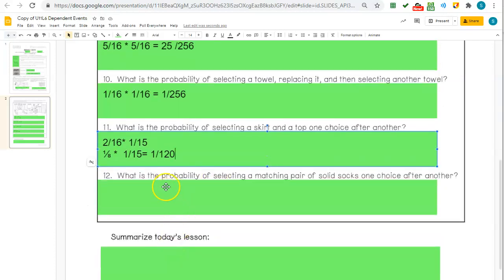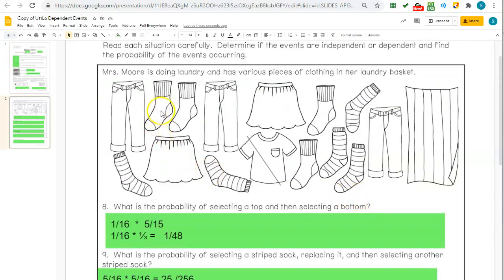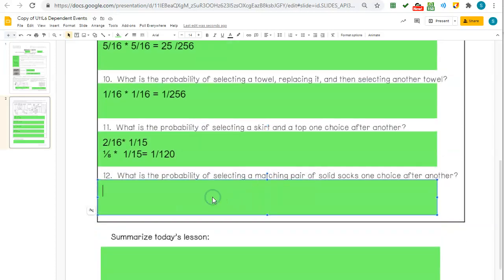Last question. What is the probability of selecting a matching pair of solid socks, one choice after another? So there's 1, 2, 3, 4 solid socks. So we have 4 out of 16 times, now there's only 3 socks left, out of 15. So that is 1/4 times 1/5. We multiply the tops. 1 times 1 is 1, and then 4 times 5 is 20.